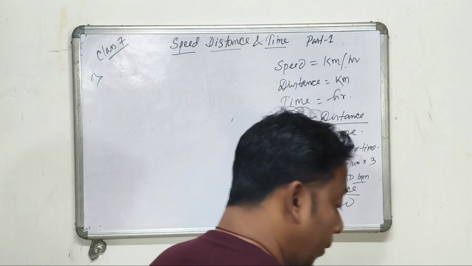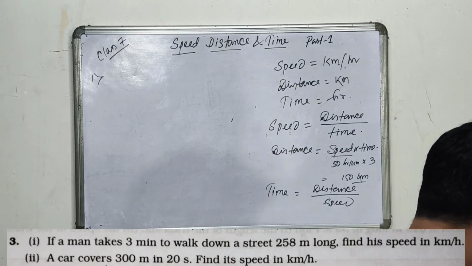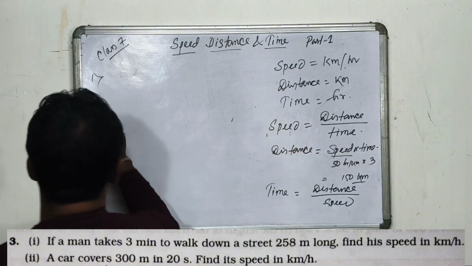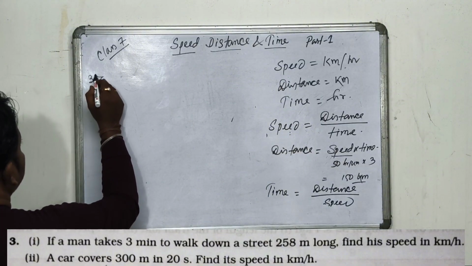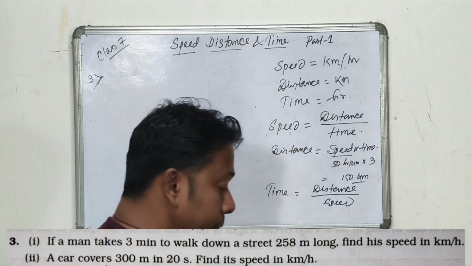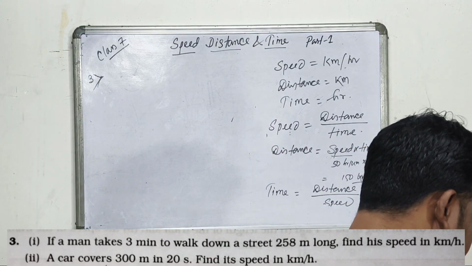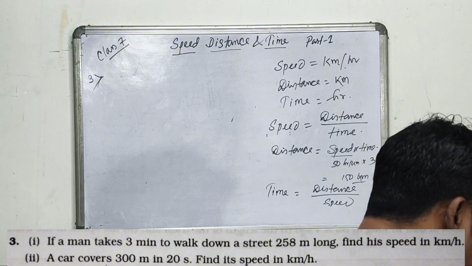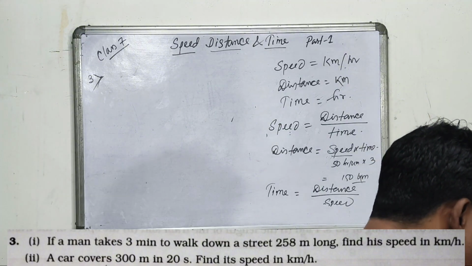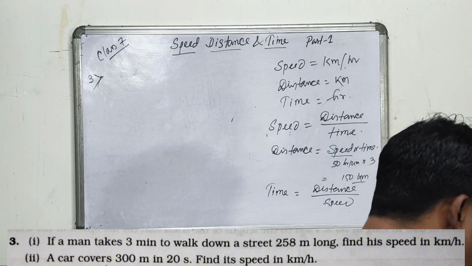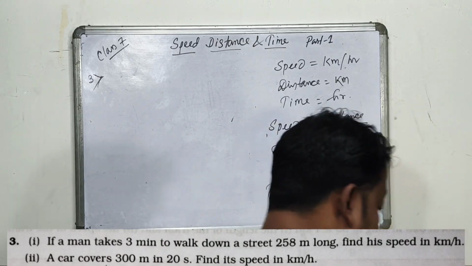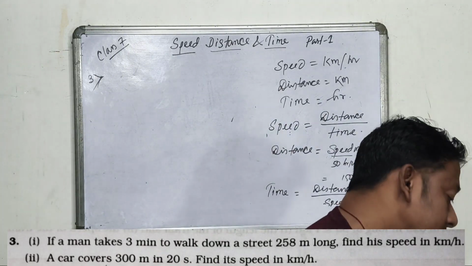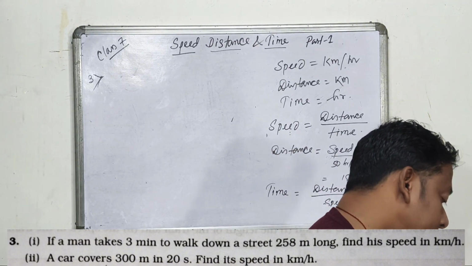Okay. Now question number 3. If a man takes 3 minutes to walk down a street 258 meter long, find his speed in kilometer per hour. Okay. So they are asking about the speed in kilometer per hour.